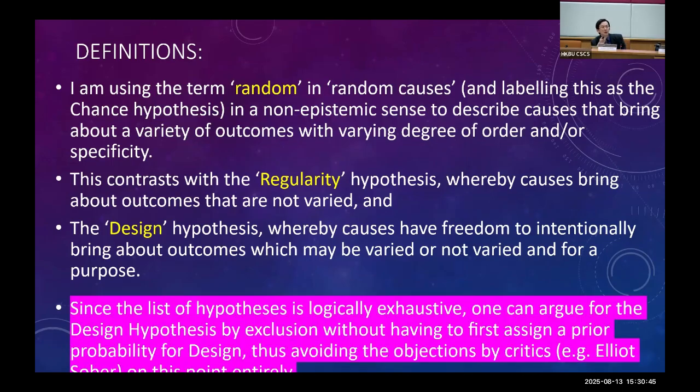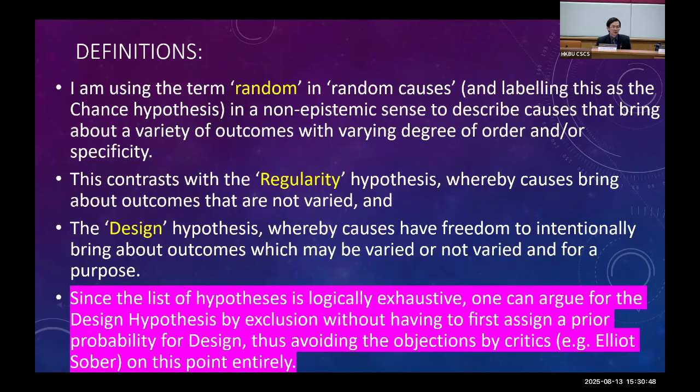It's for a purpose. Okay, so since the list of hypotheses is logically exhaustive, and I already illustrated what I mean by random, regularity and design, I show that, given these definitions, the list is logically exhaustive, in the previous slide. One can then argue for the design hypothesis by exclusion without having to first assign a prior probability for design. What I mean is that we don't have to determine that, oh, it's very likely that God will design the universe, right? We don't have to do that. All we need to say is that, on the one hand, there's no good reason to think that it's not design.